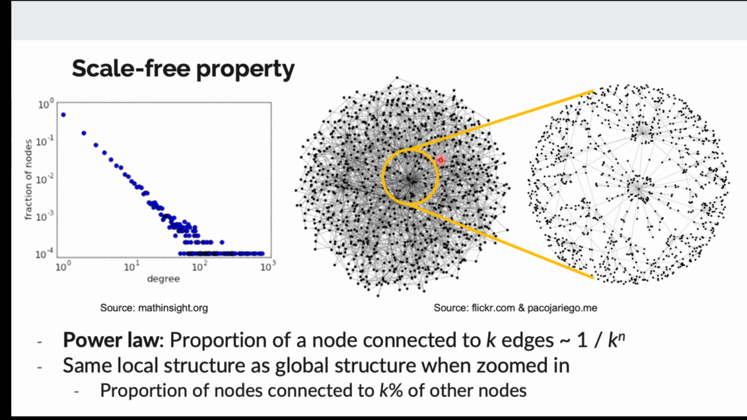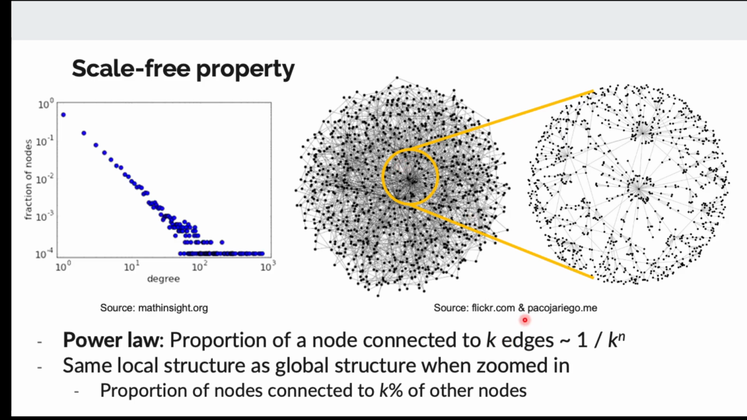So they call it scale-free because the idea is when you look at these networks, whether you look at the network as a whole or whether you zoom in on a certain part, there is one structure that they found to be consistent. So it's kind of scale-free. No matter how you zoom, you see the same property.